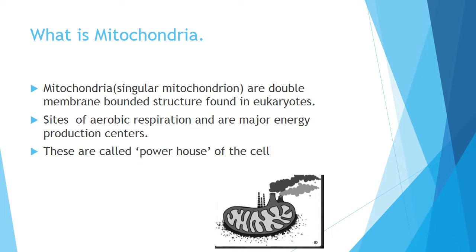What is mitochondria? Students, mitochondria are double membrane bounded structures found in eukaryotes. These are sites of aerobic respiration and are major energy production centers, so that's why they are called the powerhouse of the cell.